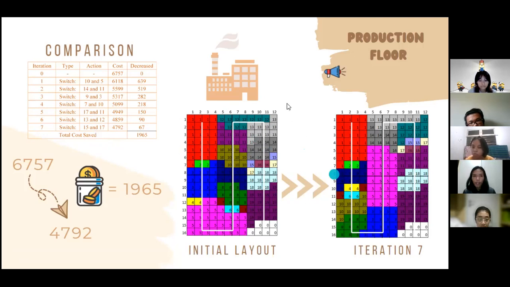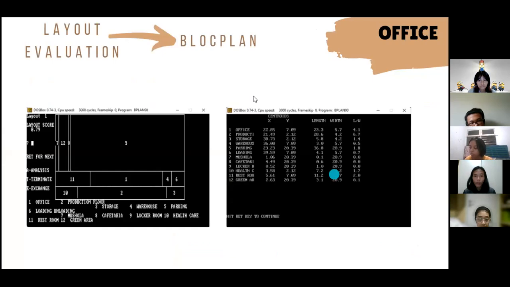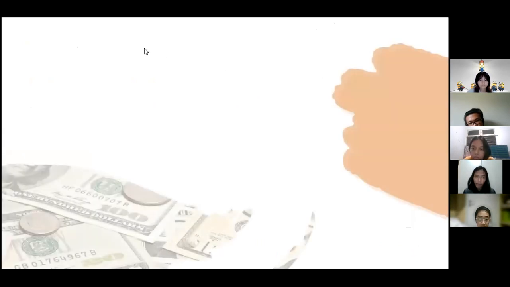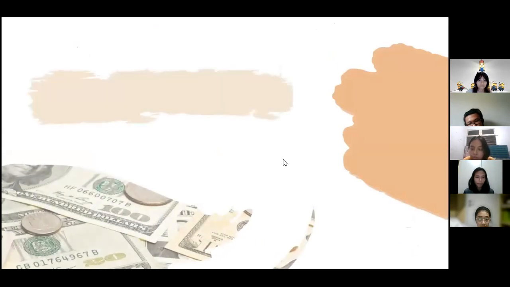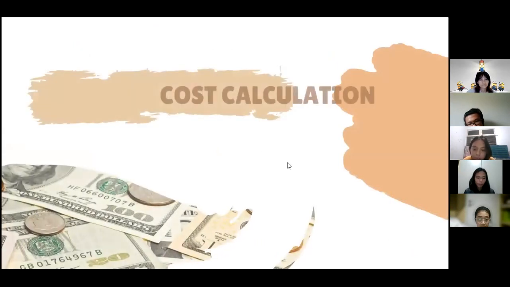For the office, we use the block plan, because this layout has a higher score, I mean 0.79. So the next will be explained by my friend. This is part 2, which is cost calculation. Next.